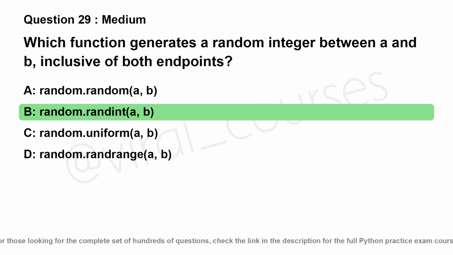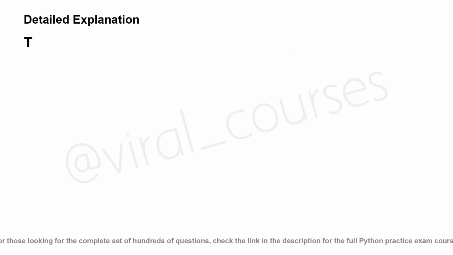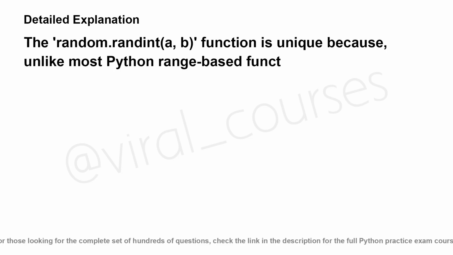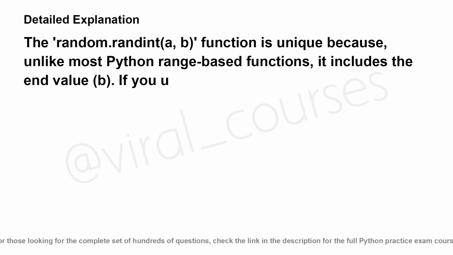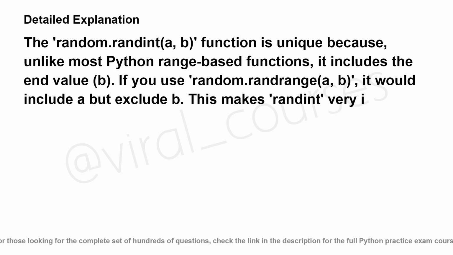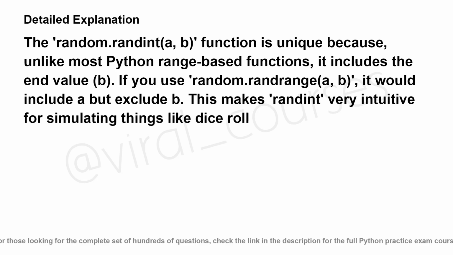The correct answer is B. The random.randint(a, b) function is unique because, unlike most Python range-based functions, it includes the end value, b. If you use random.randrange(a, b), it would include a but exclude b. This makes randint very intuitive for simulating things like dice rolls: randint(1, 6).